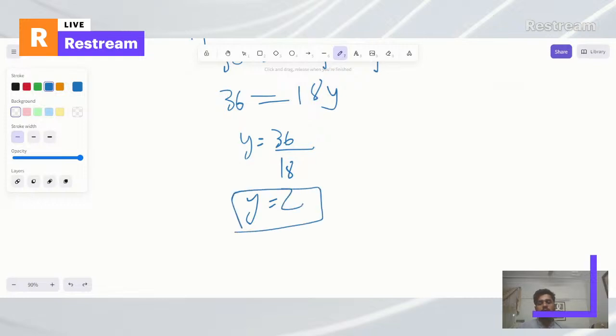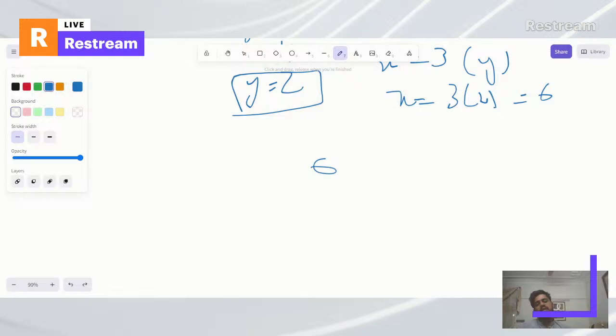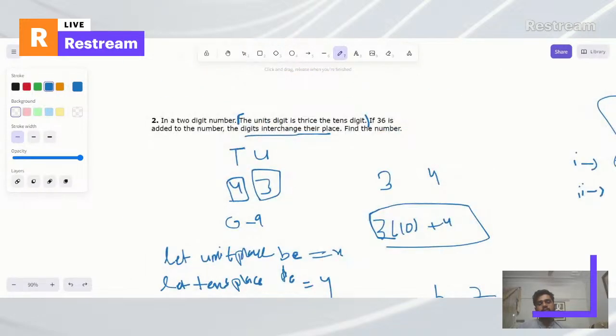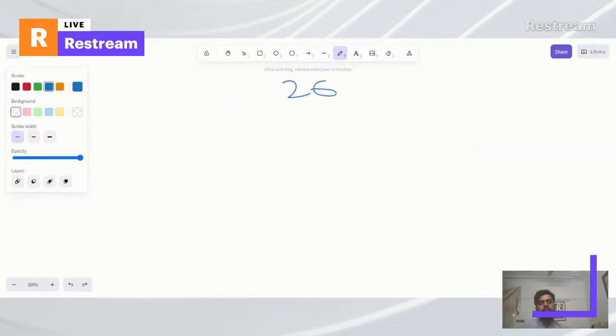Now I had this equation which gave me the value of x. So x equals 3y. And now if I multiply 3 with the value of 2, I'm going to get 6. So the unit place is 6 and the 10th place is 2. So that was essentially our answer. Find the number. So the number is 26.